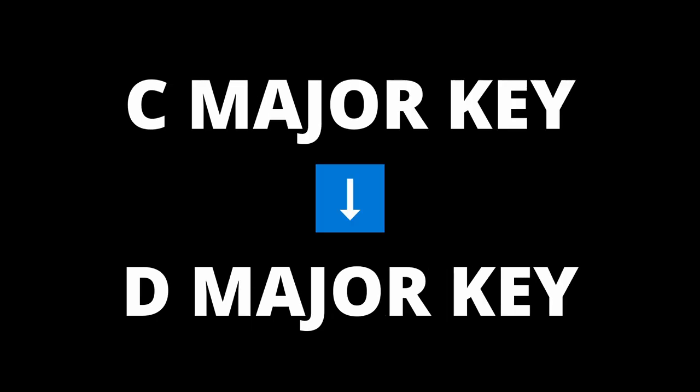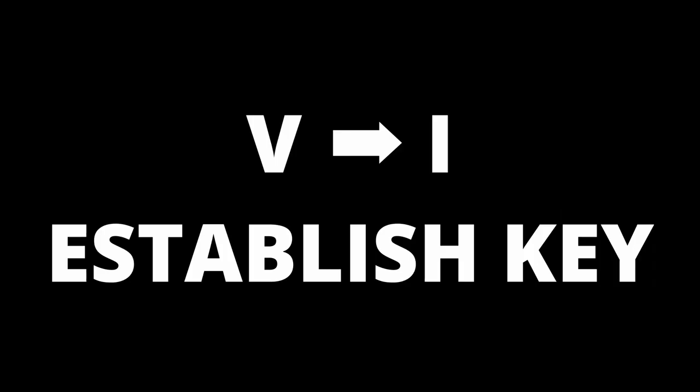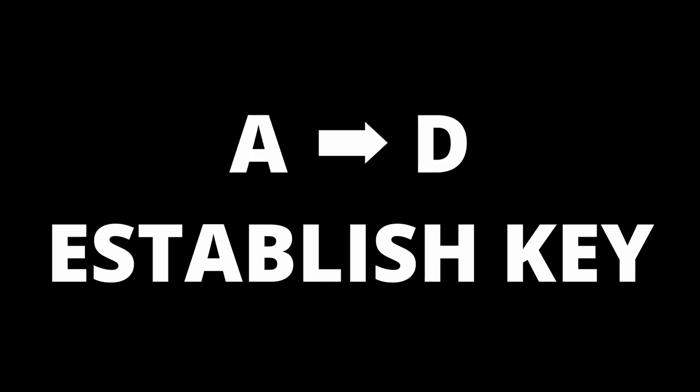I'll start in the key of C major and have a target key of D major. Look at the chords in both of these keys. A typical technique would be to look at any chords the keys have in common and use them for the modulation. So in this example, E minor and G major are in both keys, but you know that the 5 dominant chord to 1 tonic chord change provides tension and resolution that can really establish a key. So being able to use A major to D major would be great for the planned key change.